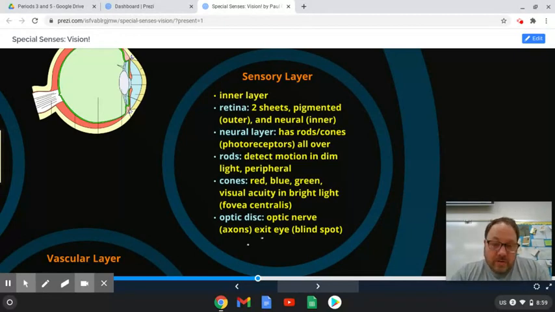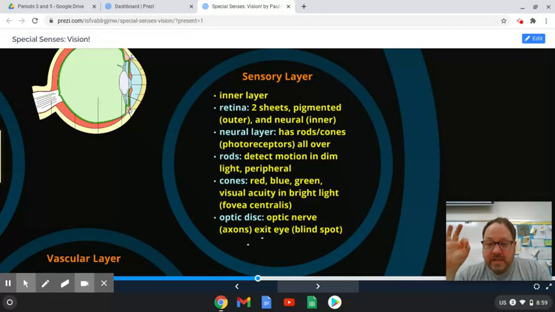The cones, on the other hand, we have 3 different types of cones, and the cones detect different wavelengths of light that we perceive as different colors. So the combination of cones that are activated by the different wavelengths of light allow us to perceive different colors or combinations of colors.